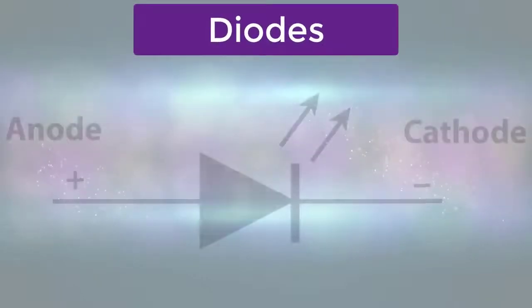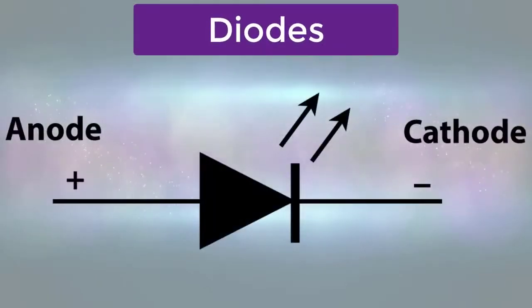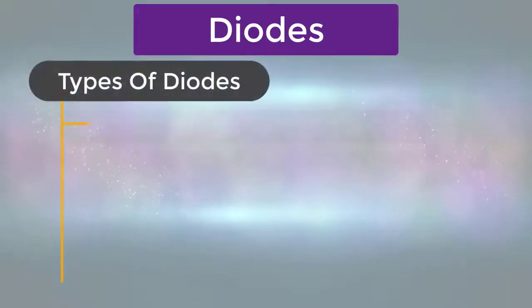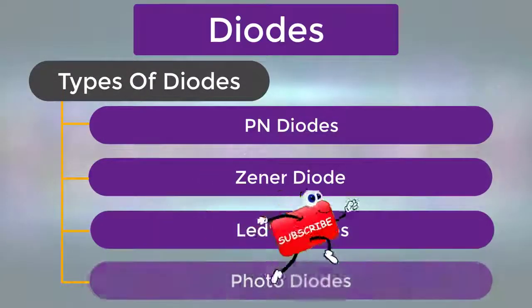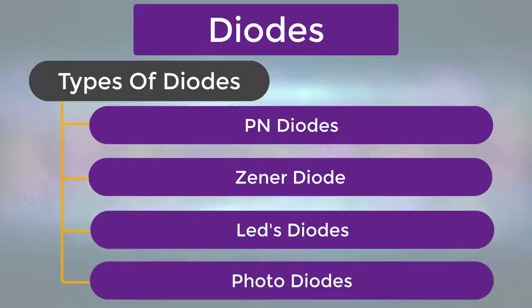Diodes. A diode is a device that allows current to flow in one direction and is usually made with semiconductor material. It has 2 terminals, anode and cathode terminals. These are mostly used in converting circuits like AC to DC circuits. These are of different types like PN diodes, Zener diodes, LEDs, photodiodes, etc.